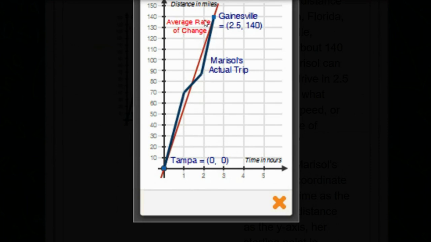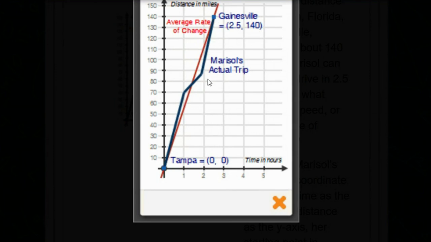But we can take the average rate of change to say she went 2.5 hours and traveled 140 miles. So we can divide 140 by 2.5 because the rise over run, right, went up 140. It ran 2.5. So 140 over 2.5 is 56 miles an hour. Her average was 56 miles an hour. If she would have started and did not stop driving and drove 56 miles an hour, that would have been the red line. So she averaged 56 miles an hour, even though there was no point of the trip that she was actually driving 56 miles an hour.